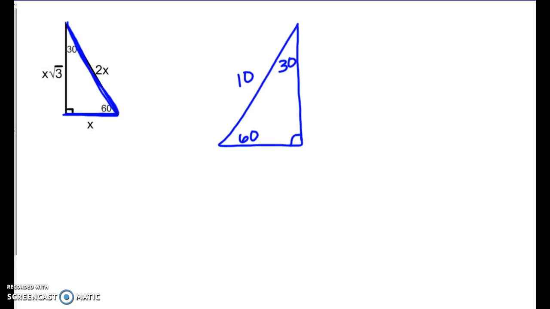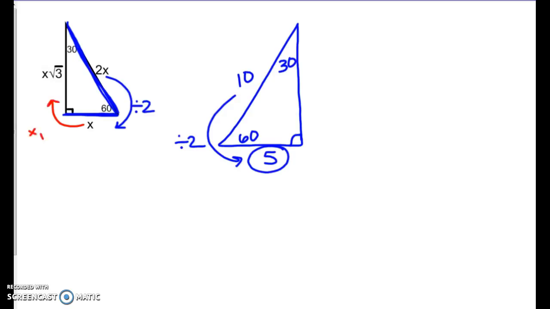So if we notice here, to go from 2x back to x, we'd have to divide by 2. So that's exactly what we're going to do here to get to that short leg. We're going to take 10 and divide it by 2. And we know 10 divided by 2 is 5 for our side length. Then we go and try to find our long leg. Just like we did last time, we took our short leg and multiplied it by the square root of 3. So we're going to take 5 and multiply it by the square root of 3 to get 5 times the square root of 3 as our long leg.